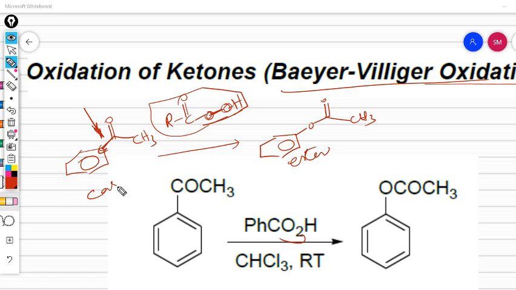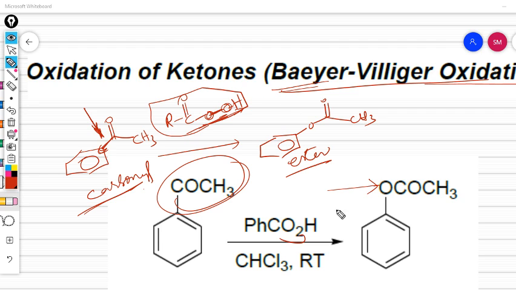This is the only reagent which converts the carbonyl into the ester in a single step or concerted mechanism. It is easy and more efficient. That's why it is a very popular named reaction. What is the Baeyer-Villiger oxidation? Conversion of carbonyls into esters using peracids.